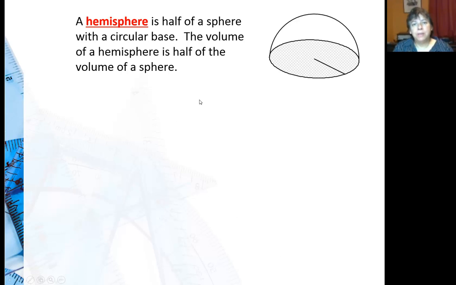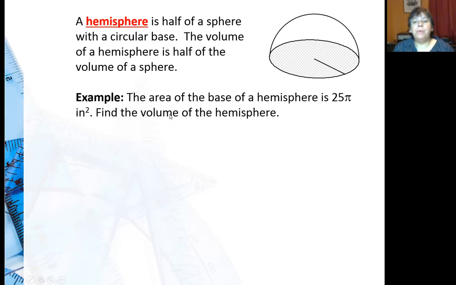Now I have a hemisphere, which is half of a sphere. So a lot of times in volume, we'll be looking at hemispheres, kind of like in area, we did half circles, semicircles. So the volume of a hemisphere is just half the volume of a sphere. In this example, I'm going to give you the area of the base of a hemisphere, so that's the area of the great circle there. It's 25 pi inches squared.